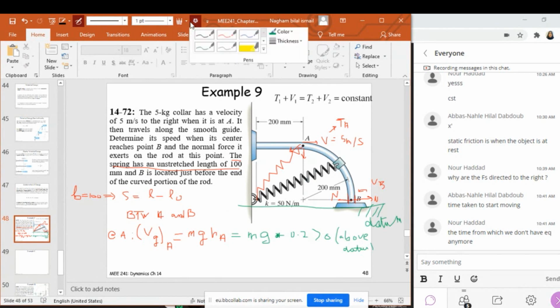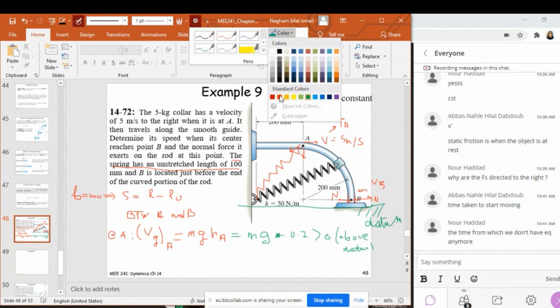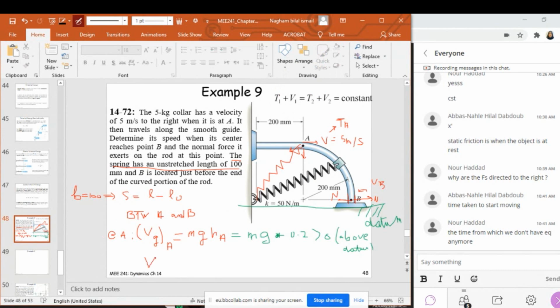Now, I also have another potential energy at A, and this is the elastic potential energy at A. This will be equal to half K S squared. And what is S? It's L minus L0. So it's LA minus L0. All right, what is LA, guys? It's the current length at A.